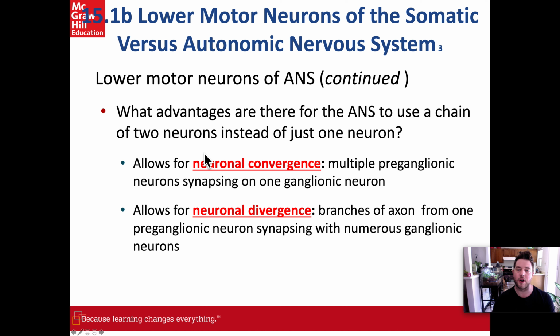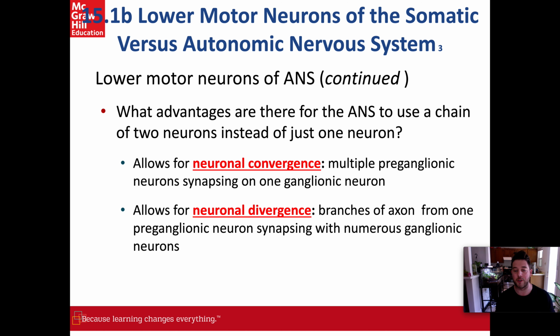So what advantages are there for the ANS to use a chain of two neurons instead of just one neuron synapsing directly to the effector? Two things. It allows for neural convergence and neural divergence. Neural convergence is when multiple preganglionic neurons synapse on one ganglionic neuron, so that way it can bring a lot of different signals to really regulate a specific signal based on different inputs.